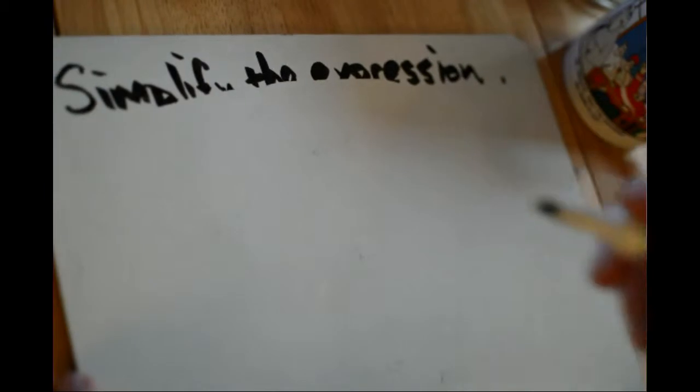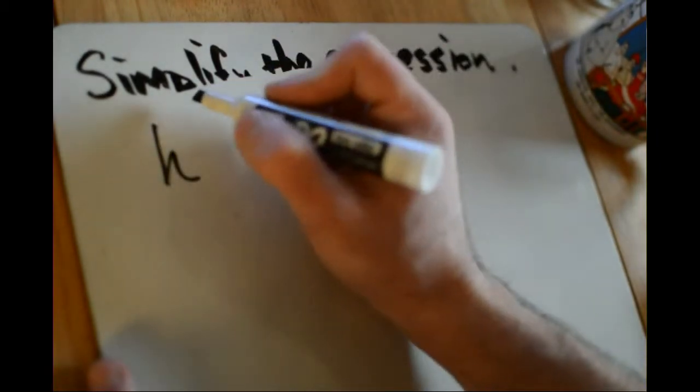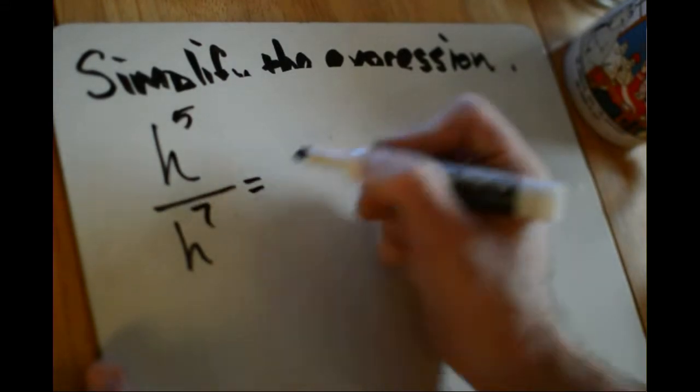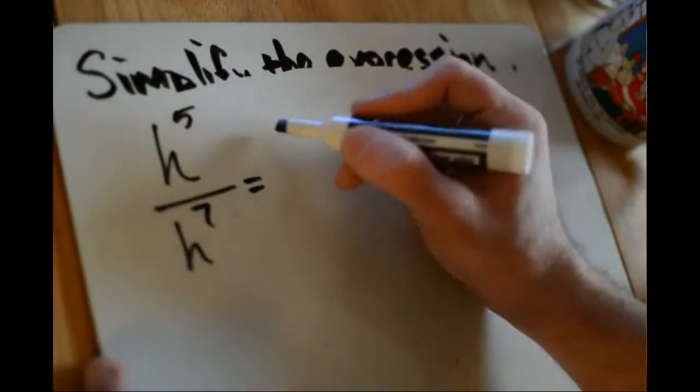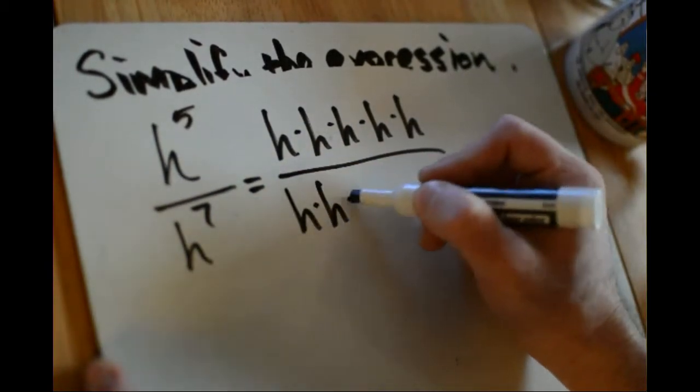But let's take a quick look at one more and see what happens when the exponent in the denominator is bigger than the numerator. So let's take a variable here. Let's call it h. Let's say h to the 5th divided by h to the 7th. Well, in the numerator here we have 5 factors of h. And in the denominator we have 7.